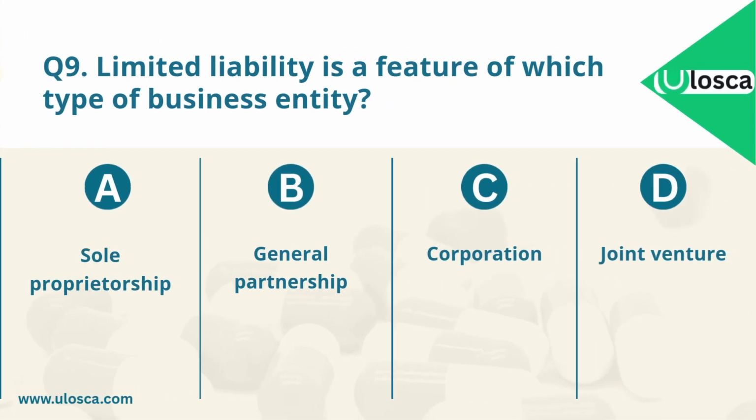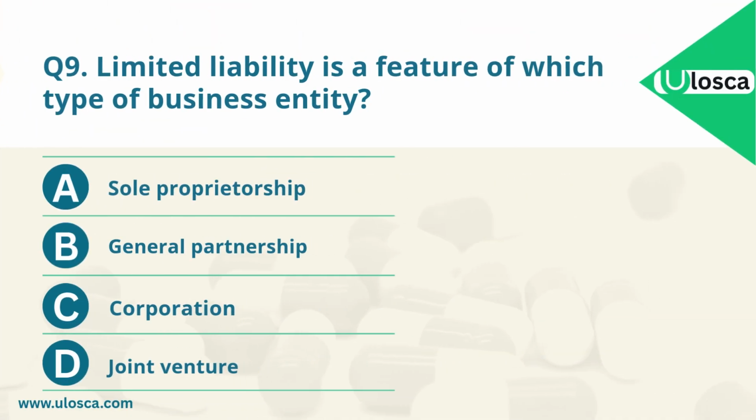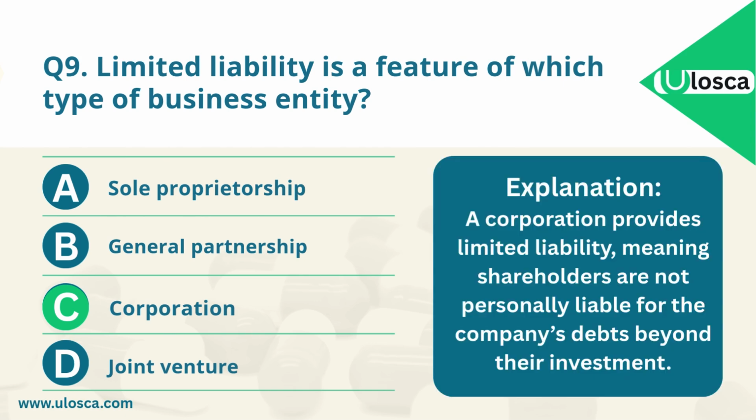Question 9. Limited liability is a feature of which type of business entity? A. Sole proprietorship. B. General partnership. C. Corporation. D. Joint venture. Which one is the correct answer? The correct answer is C. Corporation. Explanation. A corporation provides limited liability, meaning shareholders are not personally liable for the company's debts beyond their investment.